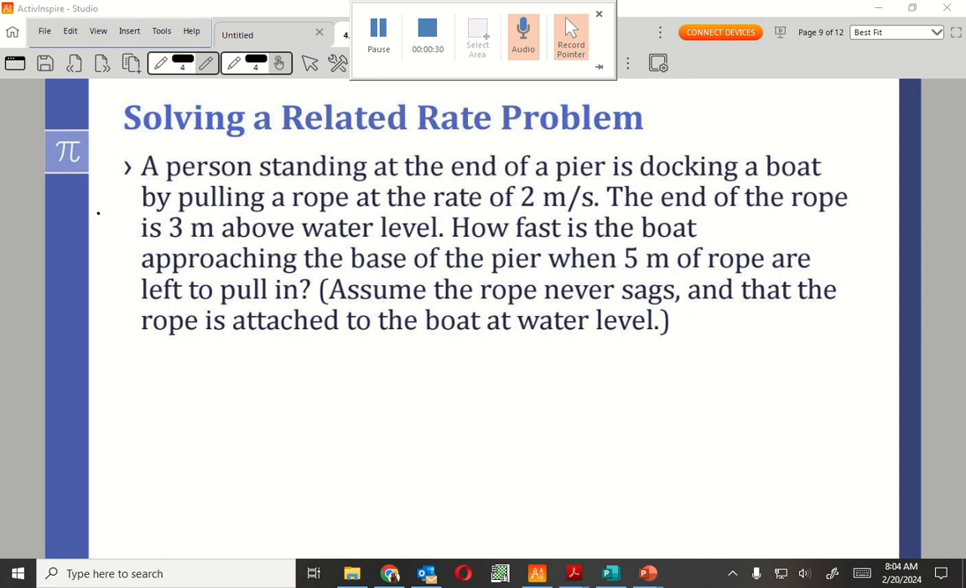A person standing at the end of a pier is docking a boat by pulling a rope at the rate of 2 meters per second. At the end of the rope is 3 meters above the water level. How fast is the boat approaching the base of the pier when 5 meters of rope are left to pull in? Assume the rope never sags and that the rope is attached to the boat at water level.